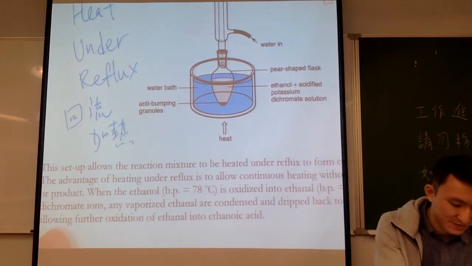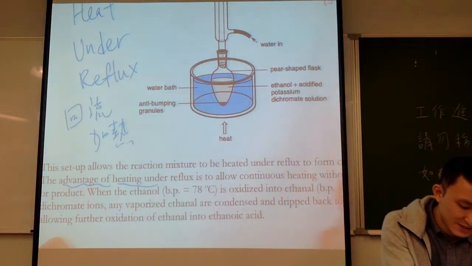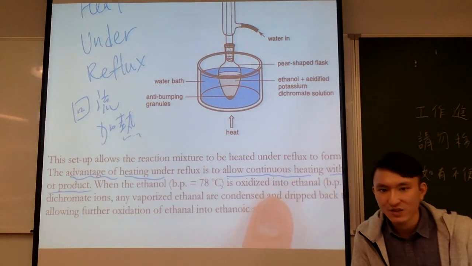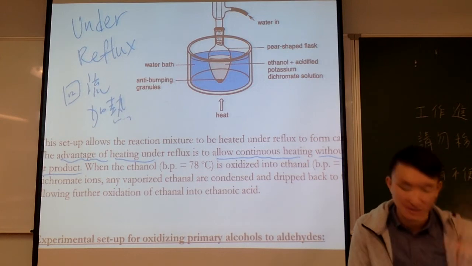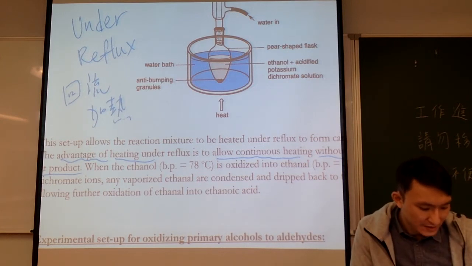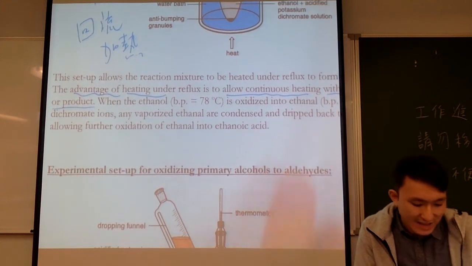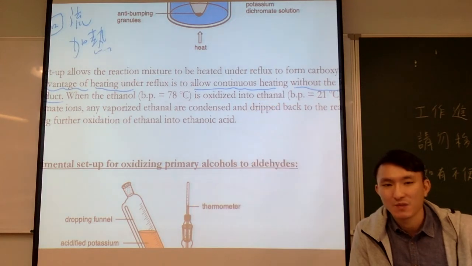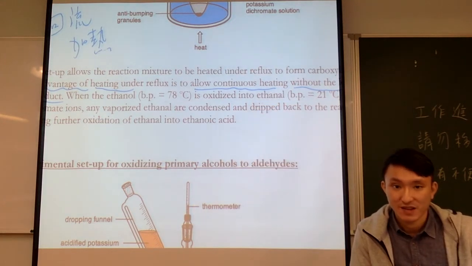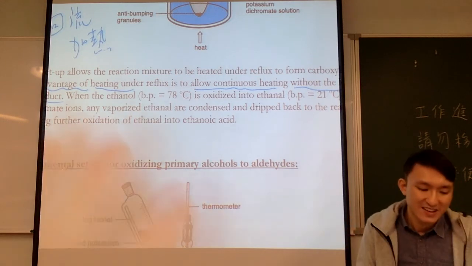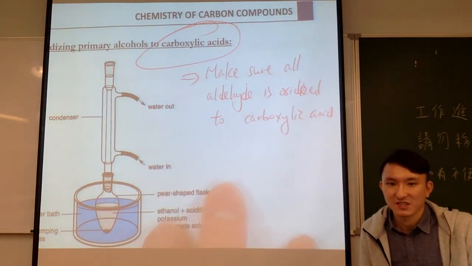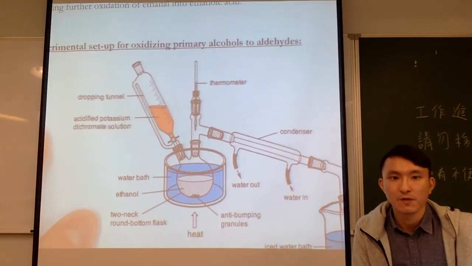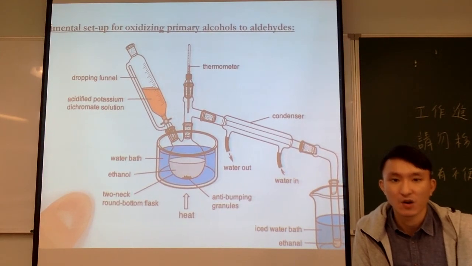Okay, so here, the advantage of heat under reflux is to allow continuous heating without the loss of reactant or product. So this is very important. Heat under reflux. And ethanol has a much lower boiling point. So this is the reason why we must have a condenser. Otherwise the ethanol will all be gone. Then you can't make sure all the aldehyde is oxidized to carboxylic acid. And then this one is the setup for oxidizing alcohol to aldehydes.